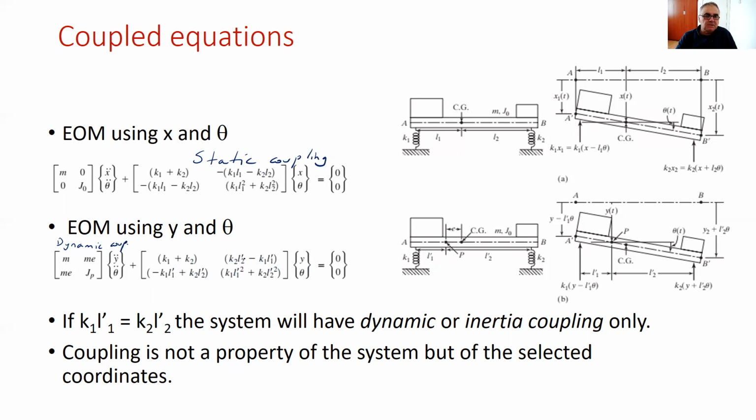So different coordinates have different kinds of coupling. So we reached an interesting conclusion. Coupling of the mass and stiffness matrices is not a property of the system. That is, the system does not have coupling, but the equations do. That is, it depends on the coordinates. If you select the necessary coordinates, the equations might be coupled, or they might be uncoupled. It is possible to uncouple them. That is the idea here.